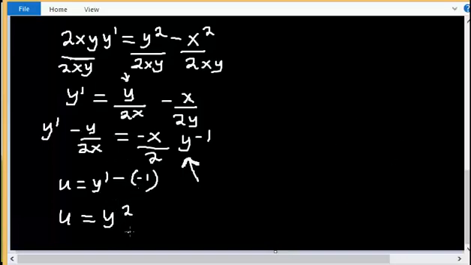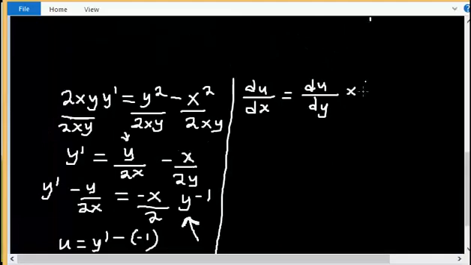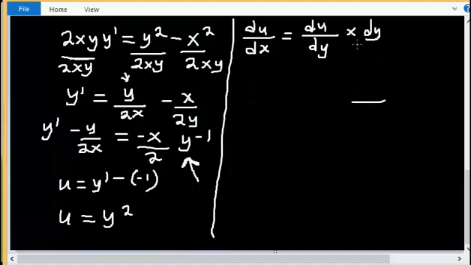You know what I'm going to do after changing this variable is to replace it here, but first I have to differentiate. So let me differentiate. Now differentiating, you know very well that if I do du dx, this is a chain rule. To get du dx, first of all I have to differentiate u with respect to y, then times dy with respect to x.